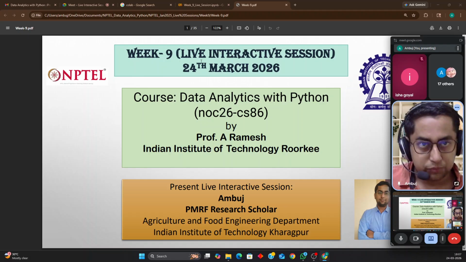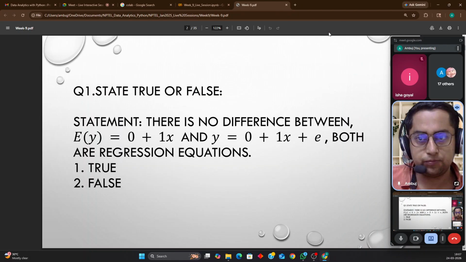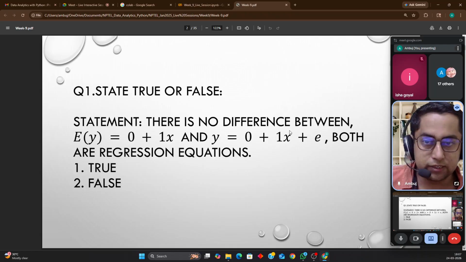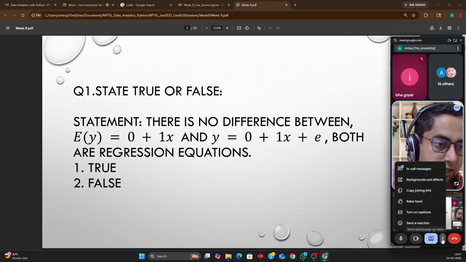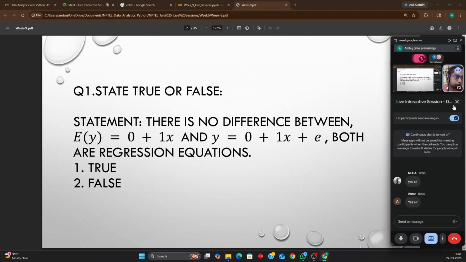The very first question for the present session is this one. State true or false. The statement is: there is no difference between expected value of y given x equal to 0 plus 1x and y equal to 0 plus 1x plus e. Both are regression equations. Whether this statement is true or false, try to give your opinion. Okay, then we shall discuss. Try to give your opinions. Try to answer.